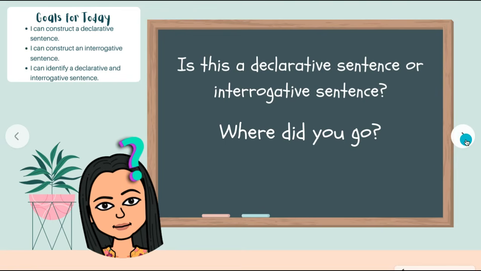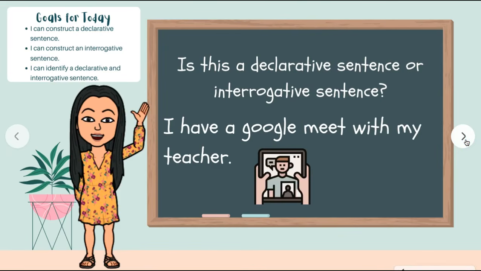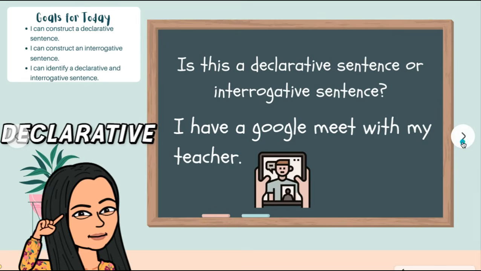Let's try another one. Is this a declarative sentence or an interrogative sentence? I have a Google Meet with my teacher. Just think for a moment and look at the end mark. If you answered that that's a declarative sentence, you are correct. Good job, boys and girls. It is telling about something and the end mark is a period.